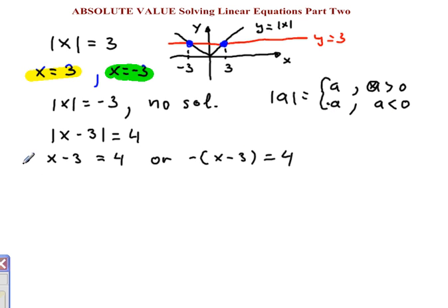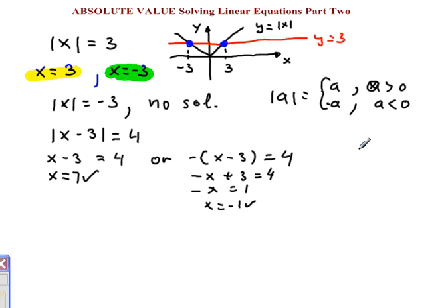So the first case, x is equal to 7. And the one here, you have to distribute: negative x plus 3 is equal to 4. So negative x is equal to 1, and x is equal to negative 1.